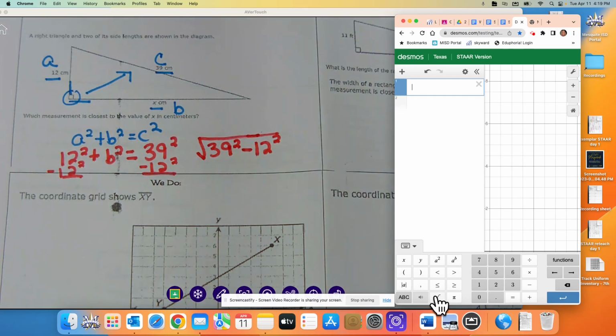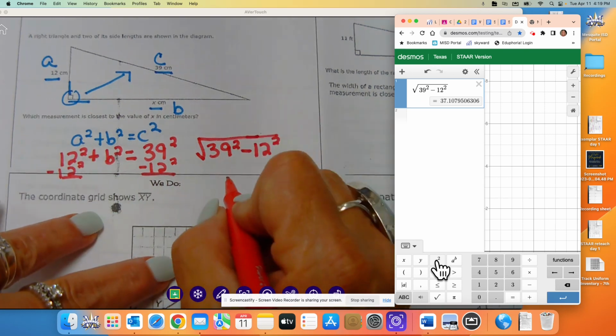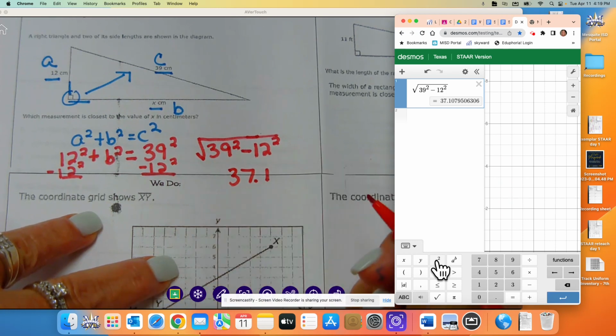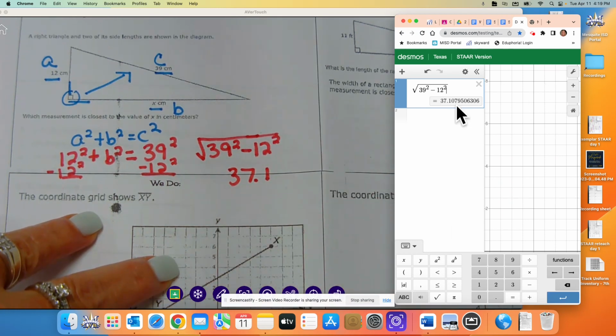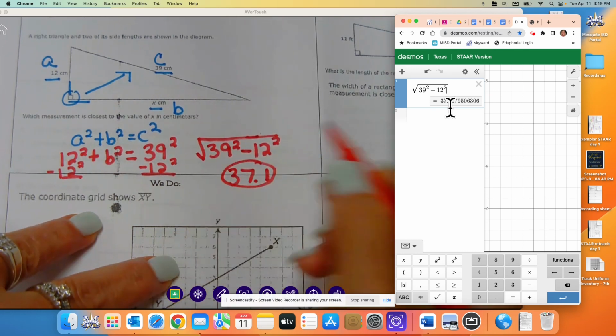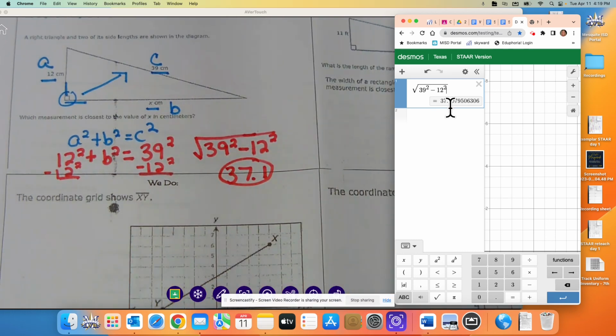So I'm going to come over here and do square root of 39, don't forget to square it, minus 12 squared. Okay. And for my answer, I get 37.1. I'm just going to round to the nearest tenth. So the 1, 0, that 0 tells me to leave that 1 alone. So 37.1 is my answer.